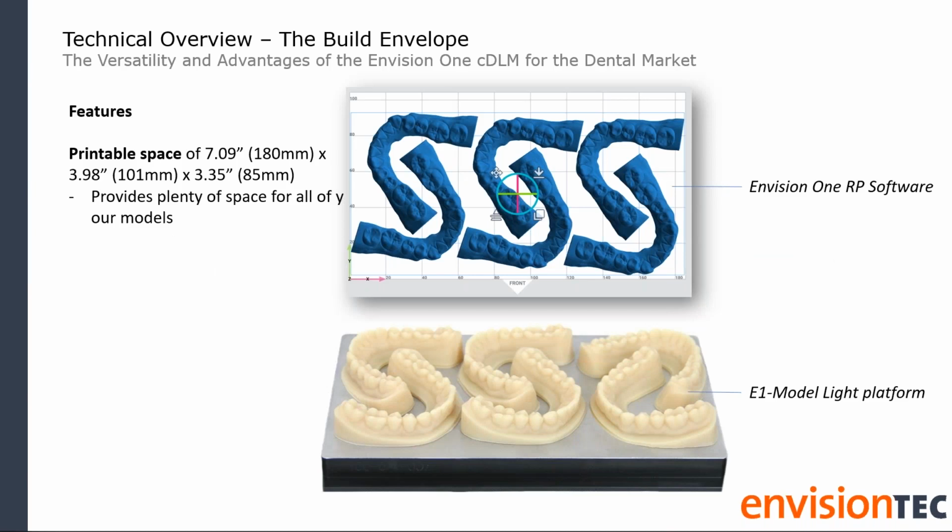Lastly, the Envision One cDLM has a massive build envelope of 180 by 101 millimeters, or roughly 7 inches by 4 inches. This is the largest EnvisionTEC desktop 3D printer to date, and provides plenty of platform space for dental models during their print. This is only 10 millimeters shorter in the X direction than the Carbon M2.